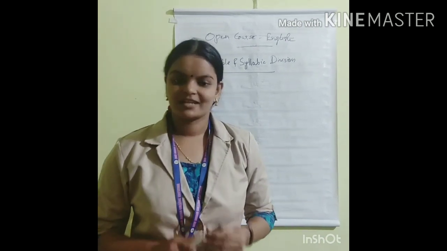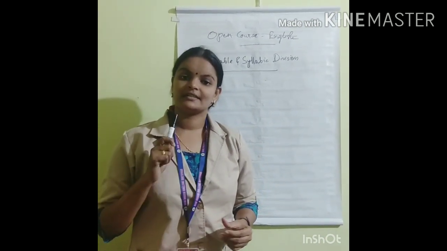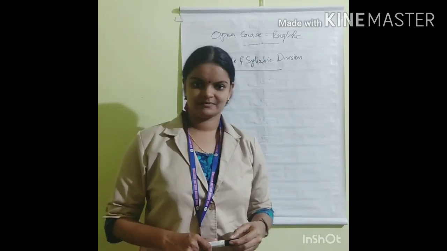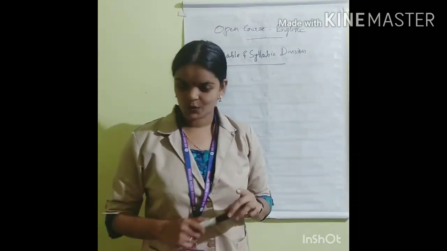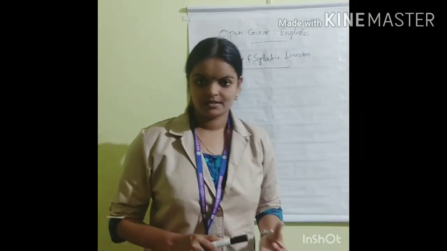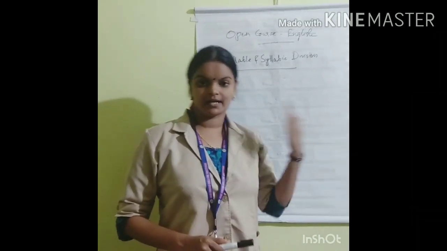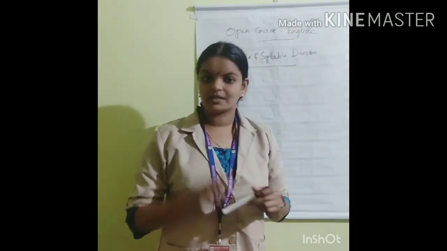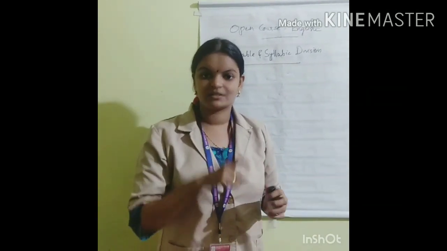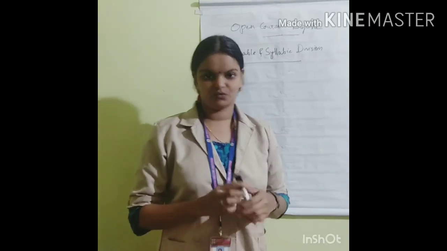Now let's check how to find out the number of syllables in a word. As I told you, a syllable is a group of sounds. A syllable should have a vowel sound, and that vowel sound can be a diphthong. So syllables are counted on the basis of the number of vowel sounds in a word.